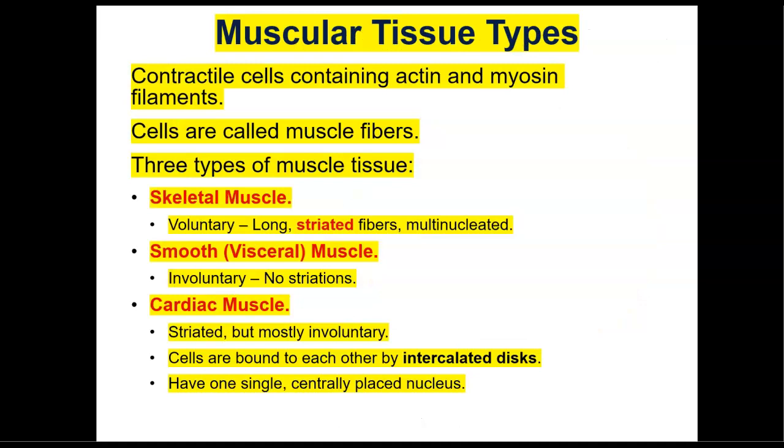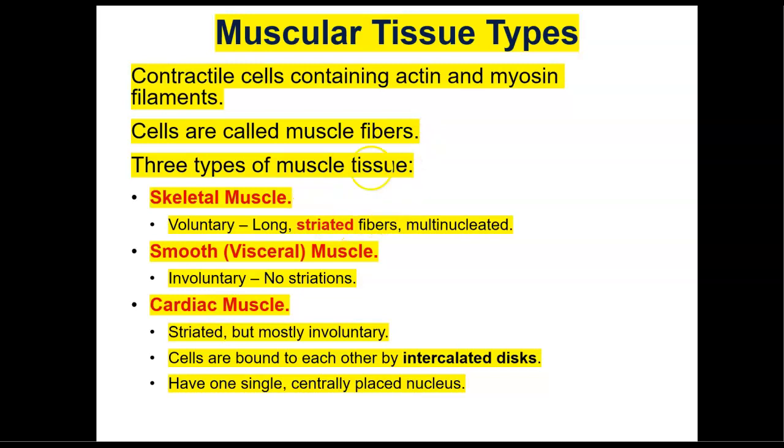All right, we've covered our epithelial and connective tissue, so we're going to move on to muscle tissue. Muscle tissue is designed for contraction. So muscle tissue consists of contractile cells containing actin and myosin filaments. And the actin and myosin filaments move past each other when the muscle cells contract. Muscle cells are actually called muscle fibers because they're very long.